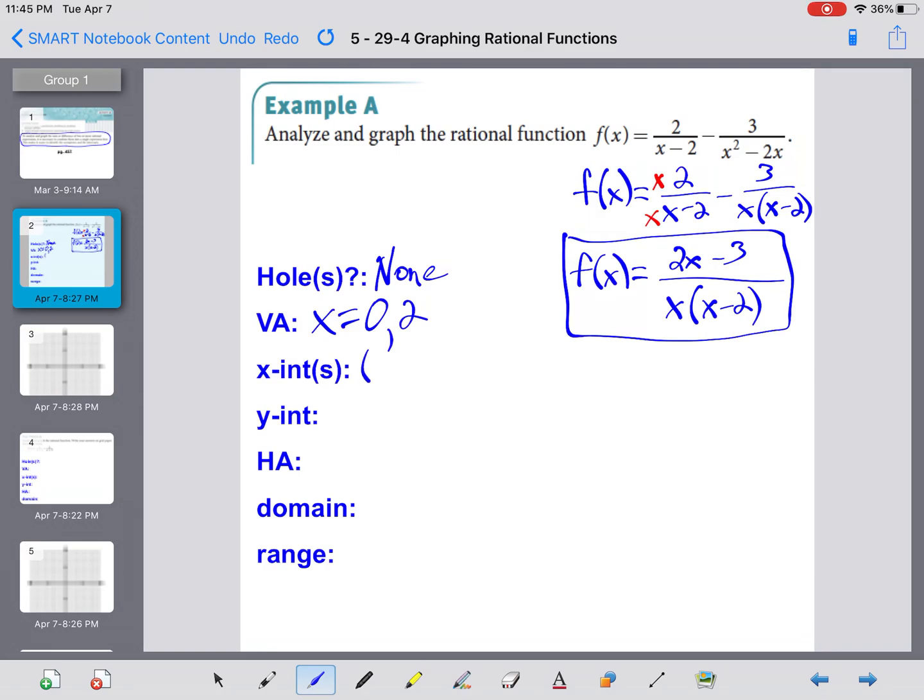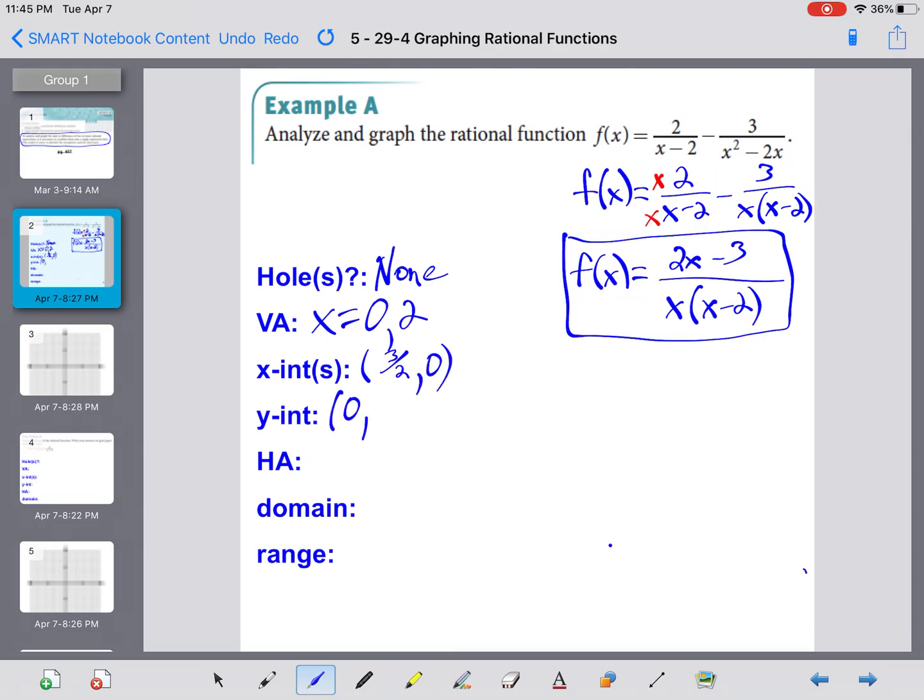X-intercepts, I plug in 0 for y, and I'm going to solve for x. I'll let you try that because we worked on finding the x-intercepts last week. Plug in 0 for y, and you solve for x, you're going to get 3 halves. The y-intercept, I'm sorry, I flipped that. So, sorry. X-intercept, you plug in 0 for y. I was looking at the y-intercept and I said x-intercept. So you plug in 0 for y and that's what gives you 3 halves.